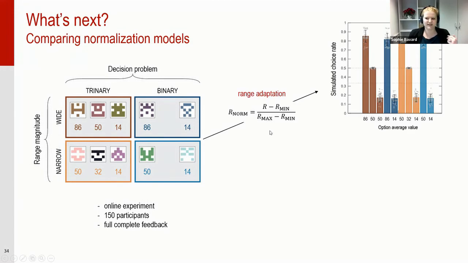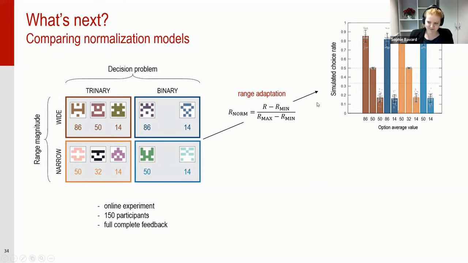Range adaptation would predict something like this in the transfer phase, with the highest option of each context having similar values, whether it's the 86 or the 50. The best option would be closer to 1, then the middle option at 50, and then the lowest option around, I don't know, 0.2 or something, but all of them would have the same value. There is a mistake here, it should say 14.